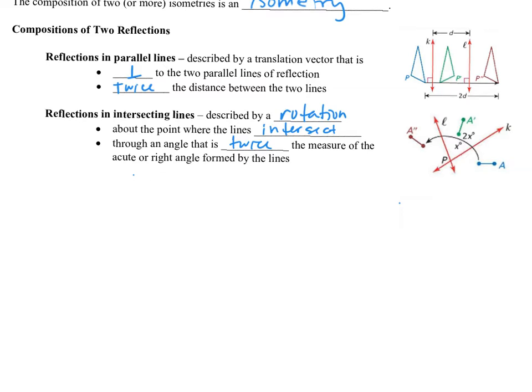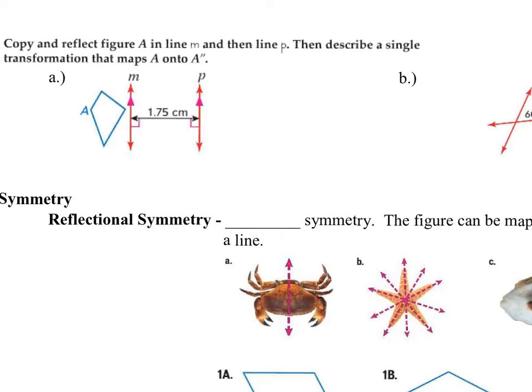So let's take a look at a couple of examples. Let's take a look at example A. We're going to take this quadrilateral and reflect it in two parallel lines. So we'll reflect it in line M first and then we'll reflect it in line P. Now we're going to do this freehand, so it's not going to be perfect, but let's try our first reflection in line M. And it would look something like that. That's not too bad. So if this is the point A, then this would be the point A prime.